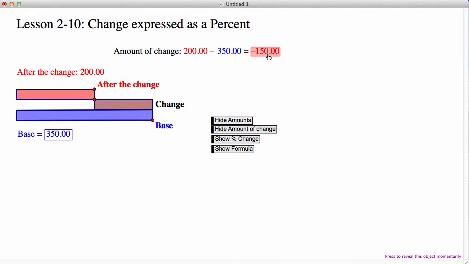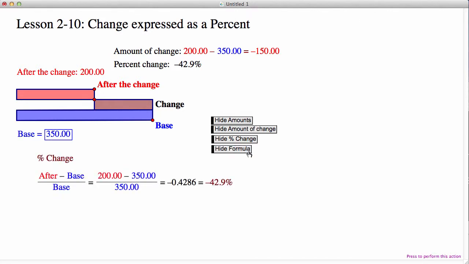Now we calculate the percentage that 150 is of 350. And that turns out to be 42.9%. So the percentage change that took place after you spent this $150 is 42.9%. You have 42.9% less money than you had before.